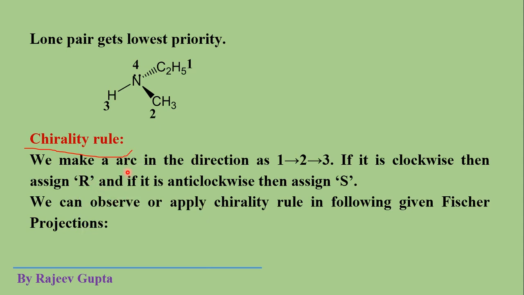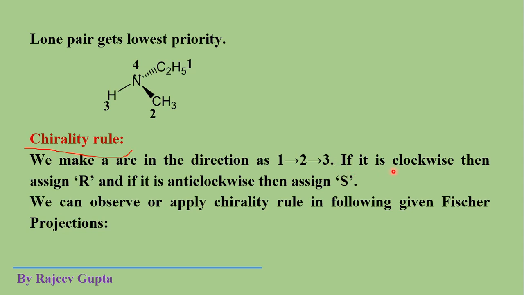To assign R or S, we make an arc, an arrow, in the direction 1 to 2, 2 to 3. These are priority orders: first priority to second priority, second priority to third priority. In this direction we make an arc in that molecule, in that Fischer projection or whatever is given.